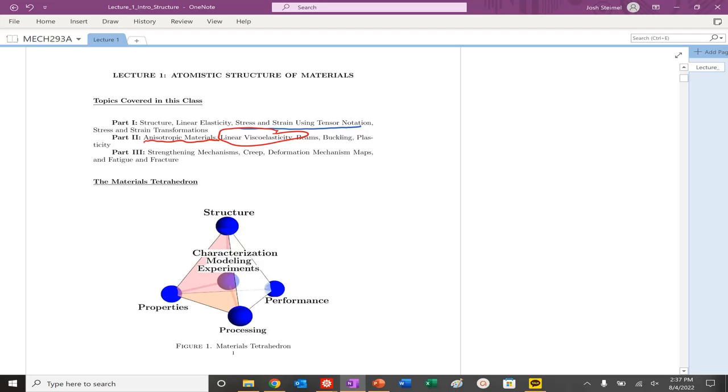And we'll be getting into beams. How do we derive and actually look at the deflection of beams, looking at buckling, and then obviously plastic deformation, strengthening mechanisms, deformation mechanism maps. But you'll see we really focus a lot, not only on creep, but on how defects and dislocations are influenced by motion and by external stresses as well. So we'll be getting into a lot of that.